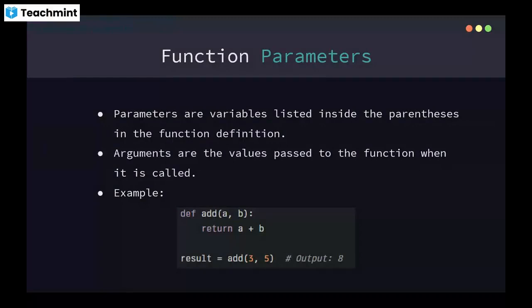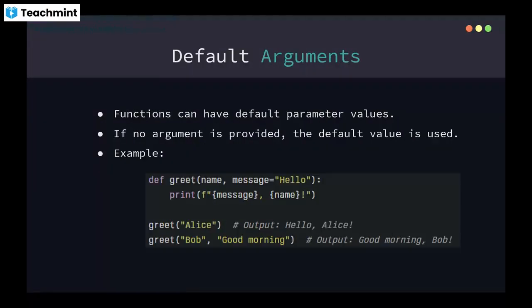Okay, so next one is default arguments. A function can have default parameter values. If no argument is provided, the default value is used. Previously we have seen sending multiple arguments to our functions, right? These multiple arguments can have default values. Default value in the sense we are already pre-assigning some value to this argument.